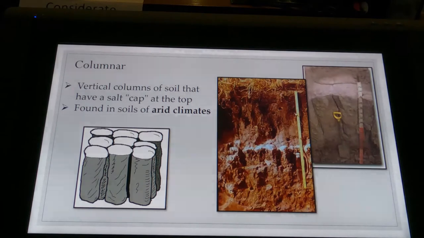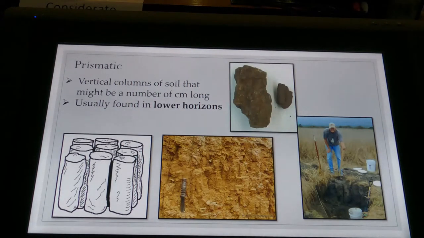Or you might have the water table come up from the bottom carrying the salts with it through capillary rise. And when it makes it up there, eventually the water either moves back down, the salts are attracted to the soil, or the water evaporates. And so in salty climates like that, we'll have a columnar soil structure. Prismatic is found in our lower horizons, similar to columnar. It might have a column that looks more like this.